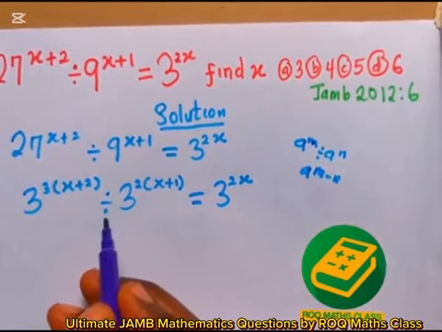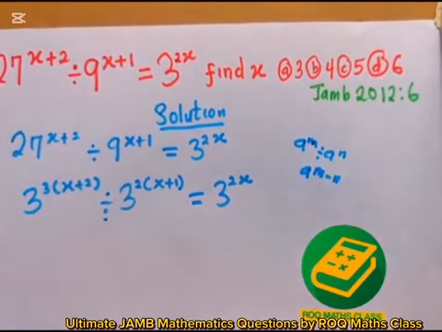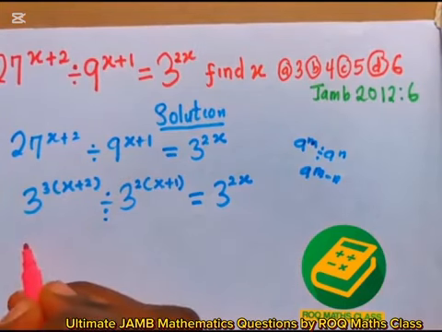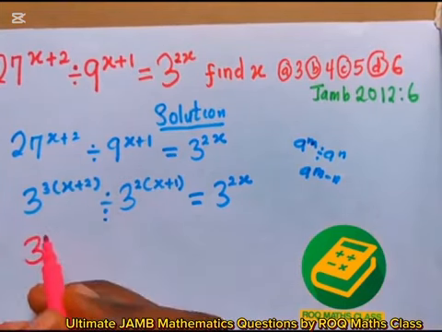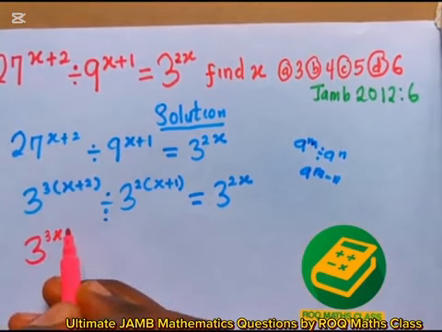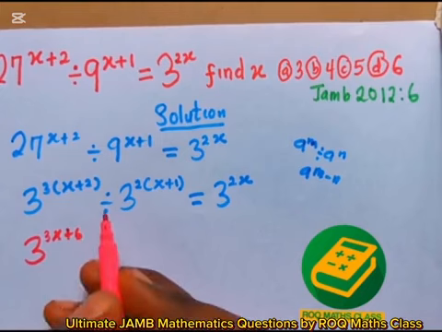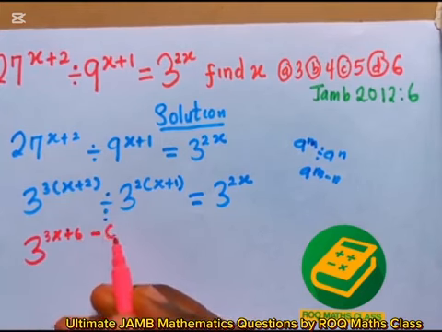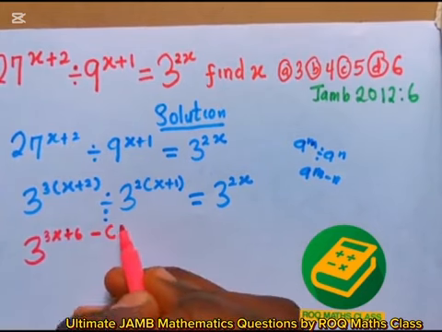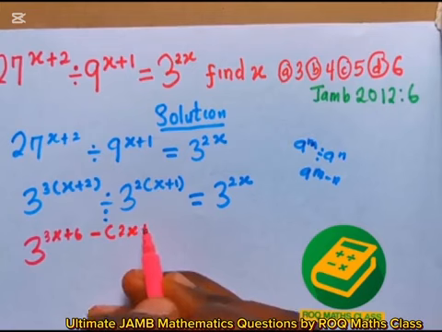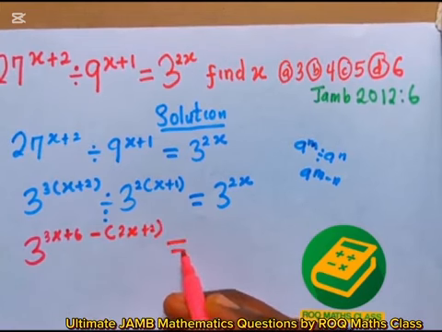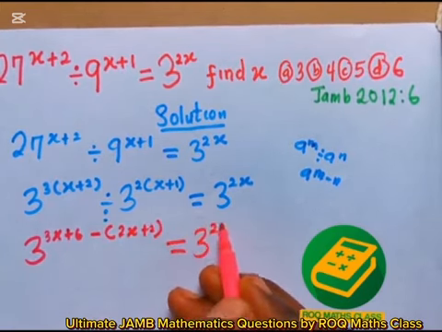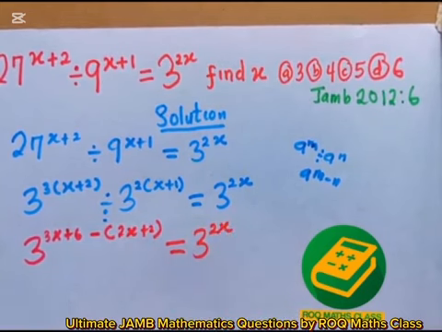From here, since we have this division sign, this is going to be written as 3 raised to the power of, if I multiply this, I'll have 3x plus 6. Then this divide sign will turn to minus. Then minus into the bracket of, what about this? I'm going to have 2x plus 2 is equal to 3 to the power of 2x.